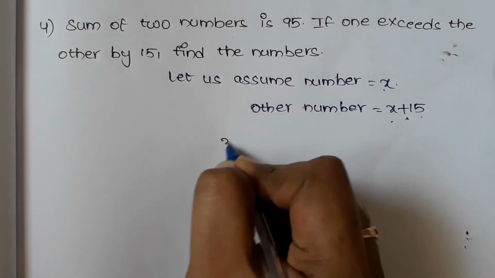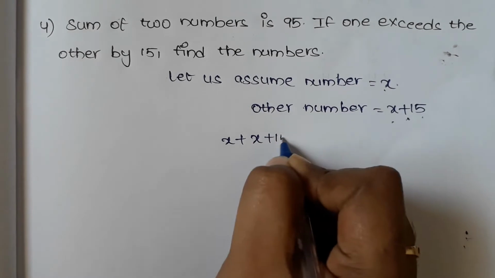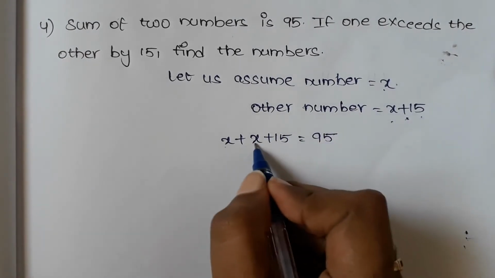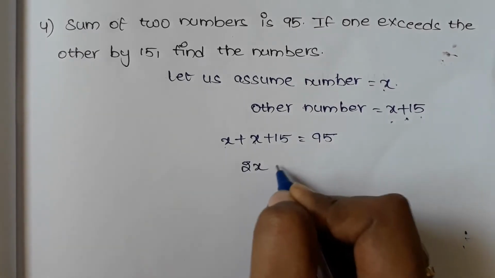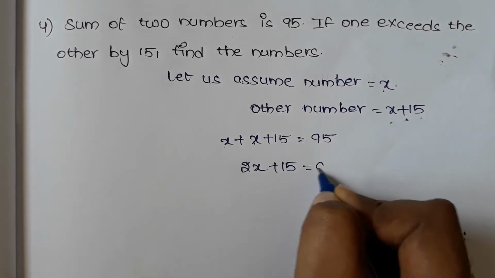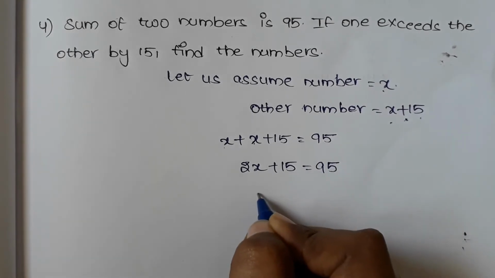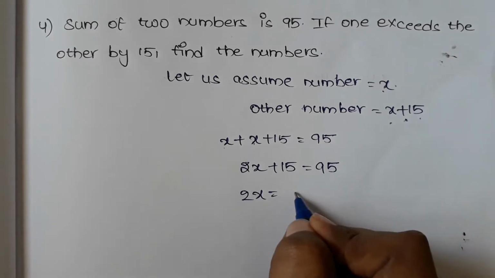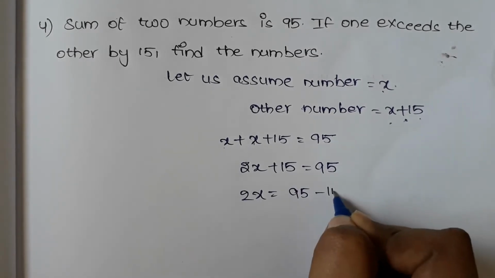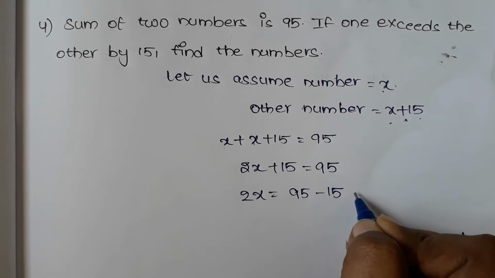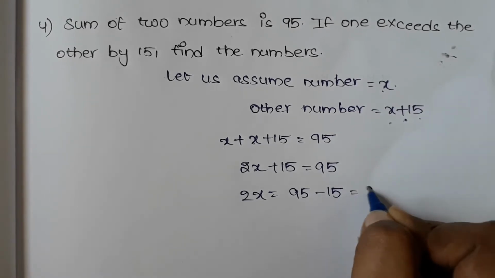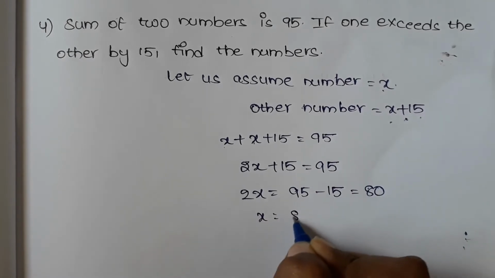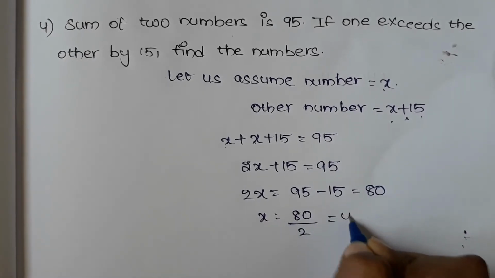Now x plus x plus 15 equals 95. x plus x is nothing but 2x, plus 15 equals 95. So 2x equals, this 15 taken to the RHS side, 95 minus 15 equals 80. And now x equals 80 by 2, that equals 40.